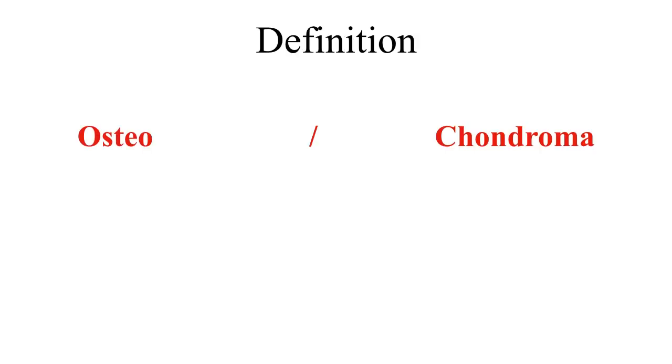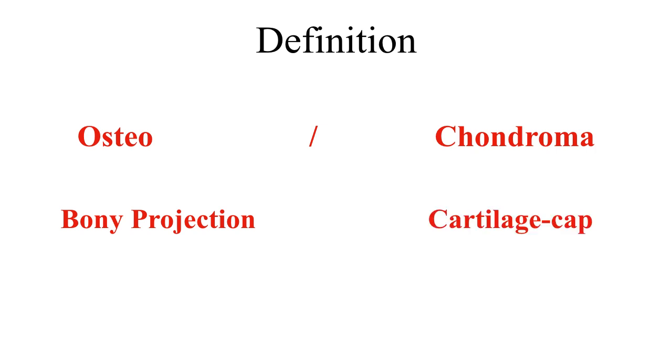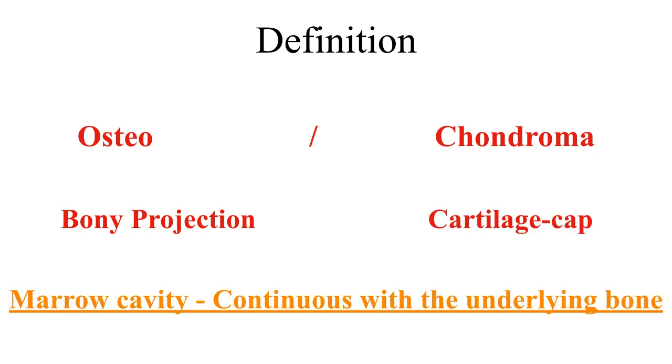To define osteochondroma, you divide it into osteo and chondroma. It is nothing but a bony projection with a cartilaginous cap, and the marrow cavity of this projection is continuous with the underlying bone. Thus, to define again, this is a cartilage cap covered bony projection, and the marrow cavity of this bony projection is continuous with the underlying bone from which it originates.